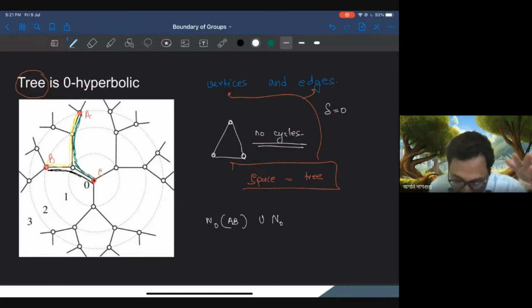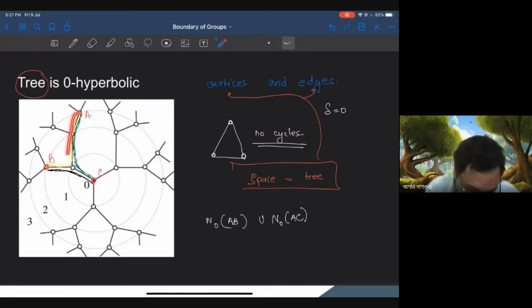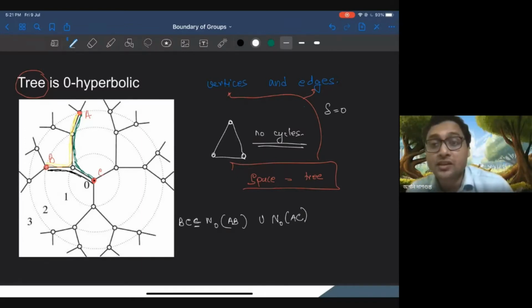Union, the 0 neighborhood of AC. So this is the yellow and the green. Notice that that contains BC, because BC is just this, a little bit of red, a little bit of green. So in fact, this will work. If you think a little bit, you can probably write a proof. This will work for any triangle in this particular tree, in any tree. So a tree is a very good example of a zero hyperbolic space.